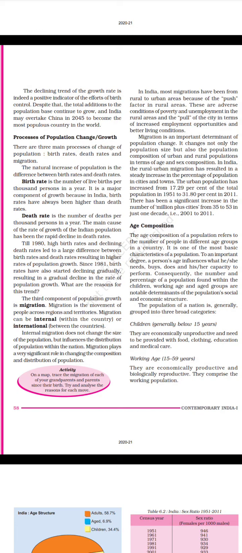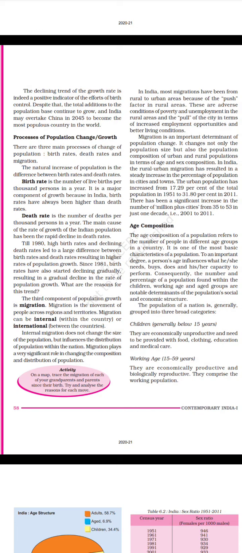Try and analyze the reason for each move. In India, most migrants have been from rural to urban areas because of the push factor in rural areas. These are adverse conditions of poverty and unemployment in the rural areas and the pull of the city in terms of increased employment opportunities and better living conditions.